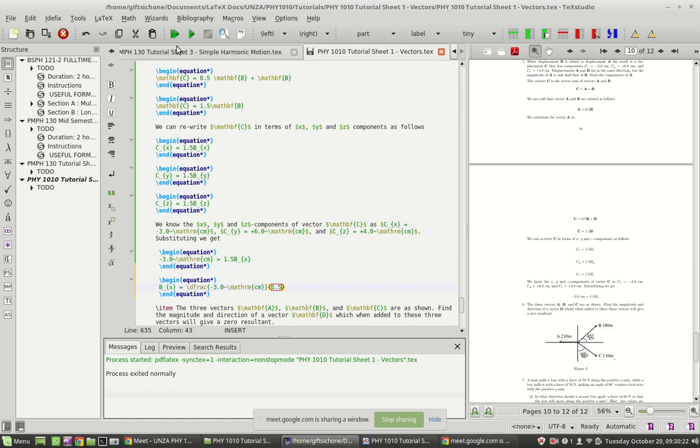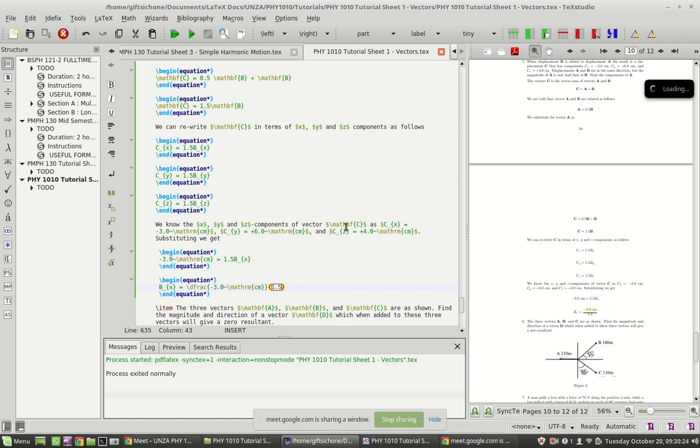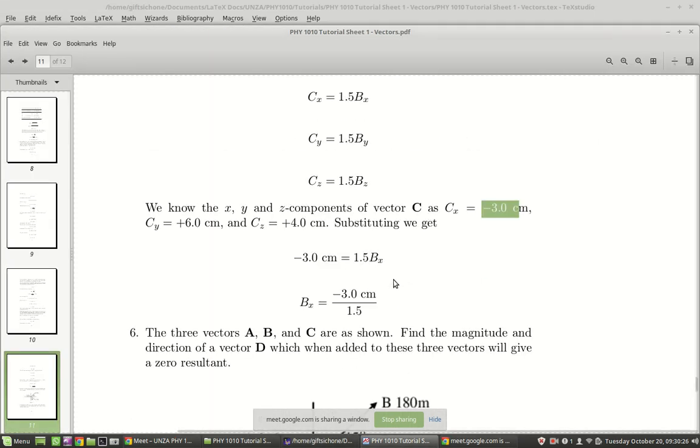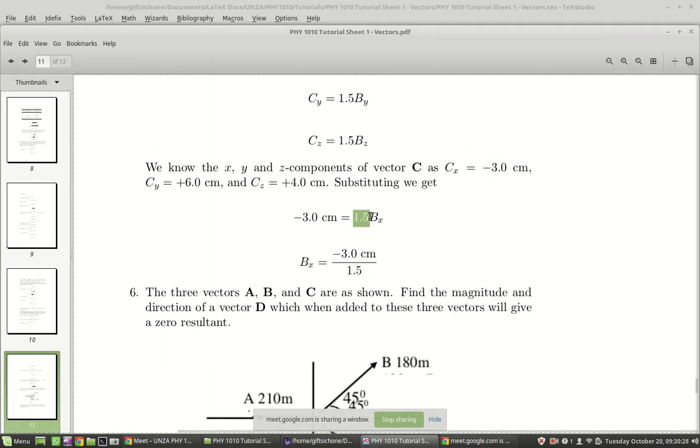Like that. Yeah, so we divide on both sides by 1.5.